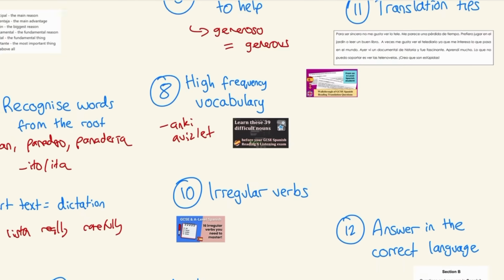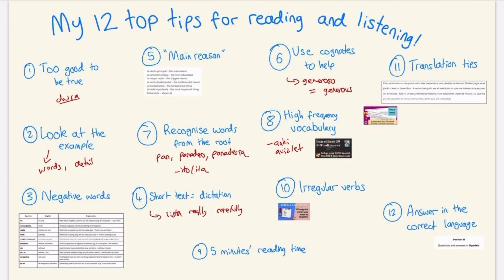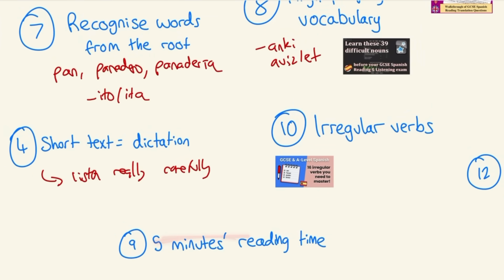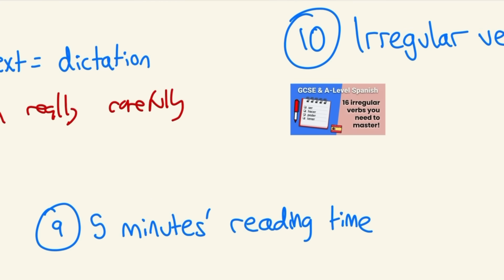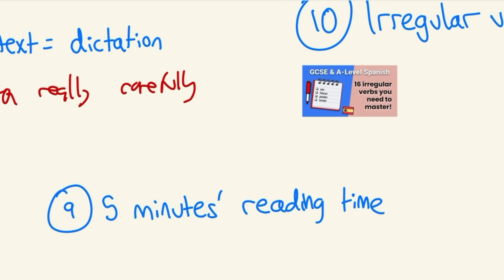Okay, moving on to tip number 9, which is down here. In the 5 minutes of reading time that you get in the listening paper, you should flip through the paper and have a look at the questions. You can start translating the vocabulary, but that isn't super necessary because you do get like 20 seconds in between each question anyway.